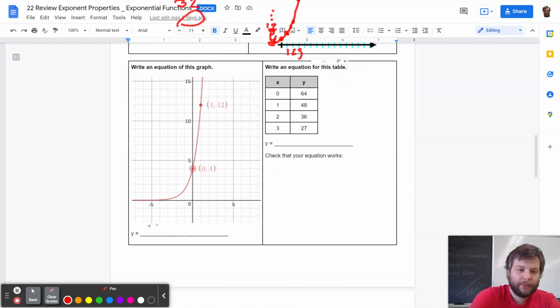Write the equation of the graph. Well, I see the y-intercept is 4, and I see it goes up to 12, so that's multiplied by 3. Write the equation for the table. I see that it starts with 64.